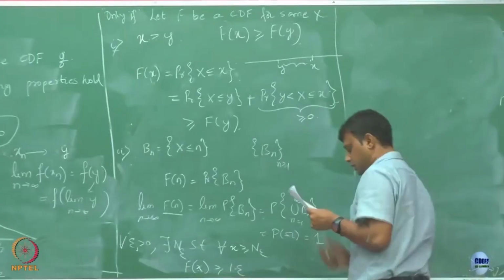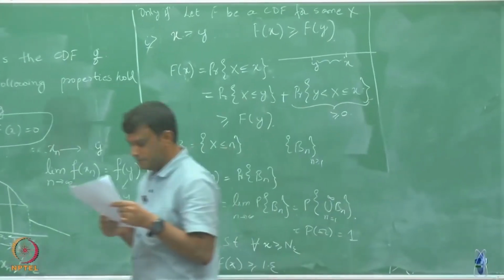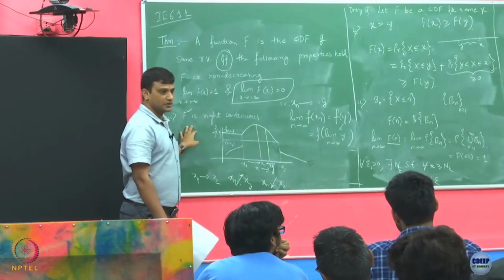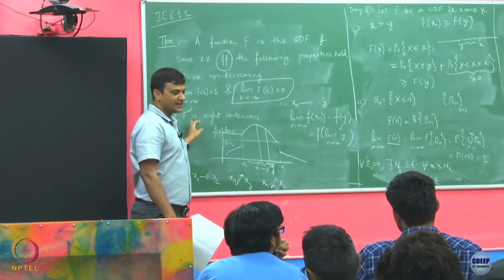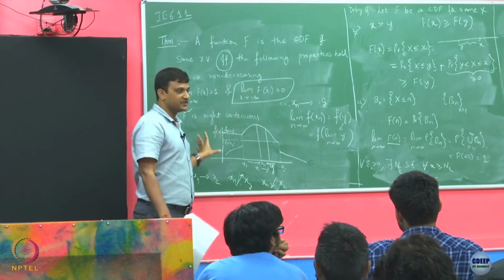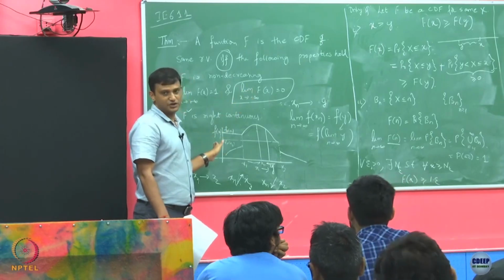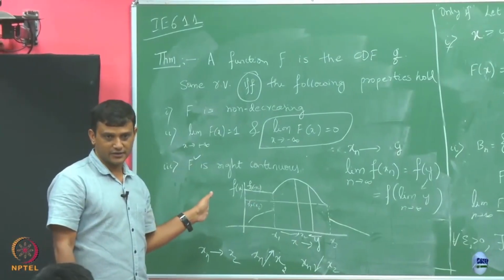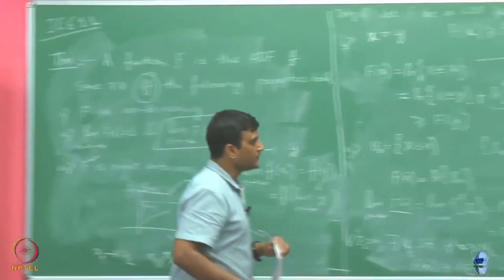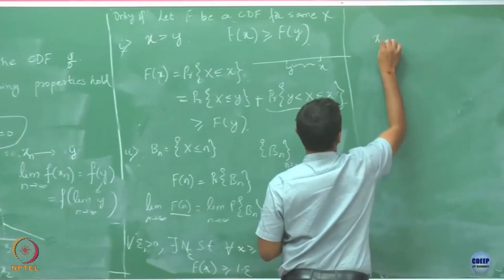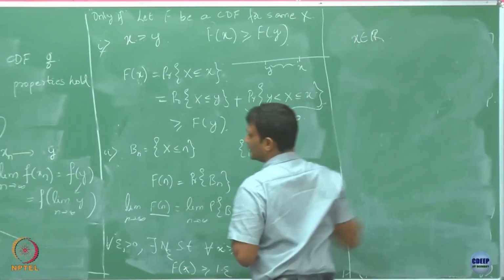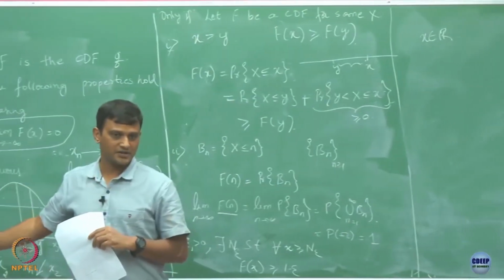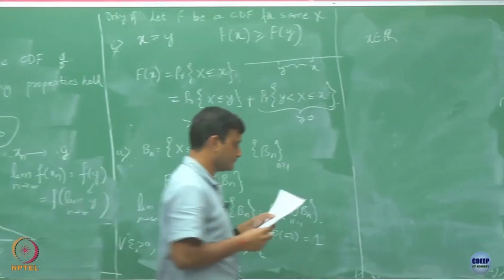The last property. What I am saying here is F is right continuous. I didn't say F is right continuous at some point, I just said F is right continuous. That means I need to show that at any point x my function F is right continuous. So take an arbitrary point x, and we have to show that for the arbitrary point x you are given, my function F is right continuous.